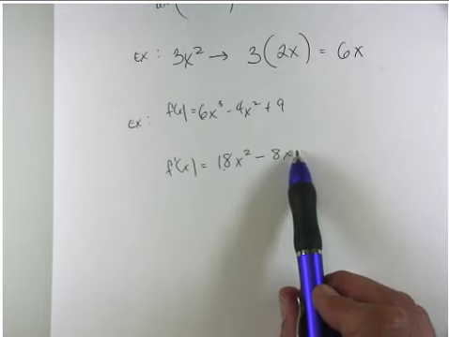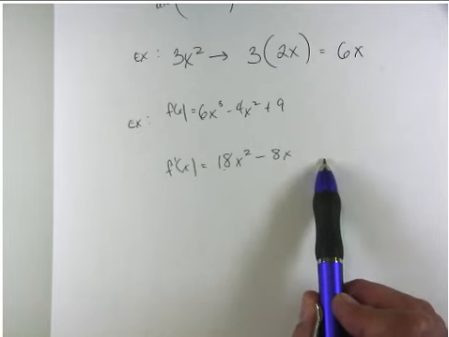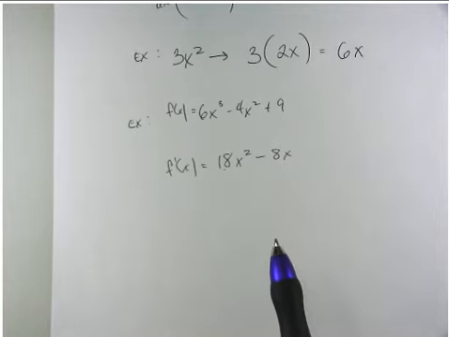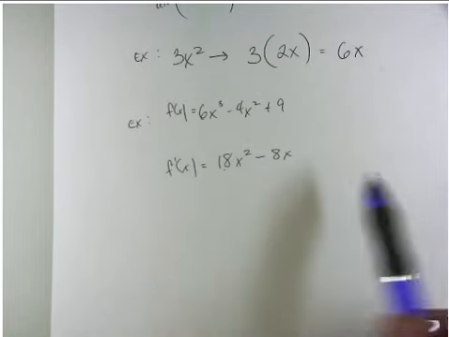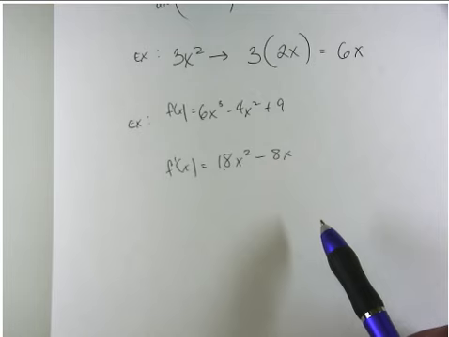And then x raised to 1 less. 2 minus 1 is 1. And the derivative of 9 is 0. Anything plus 0 is just itself. So there we go: 18x squared minus 8x. A lot easier to do.